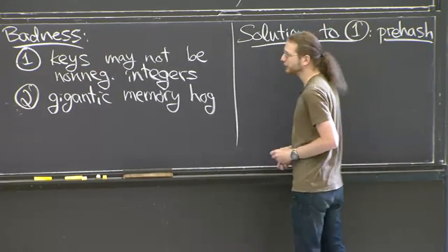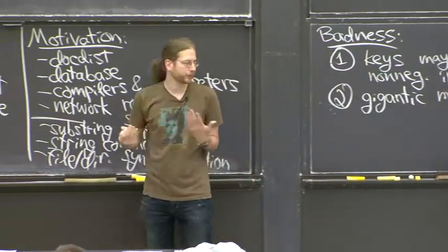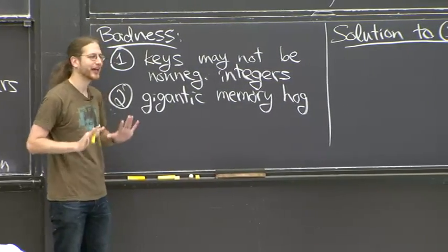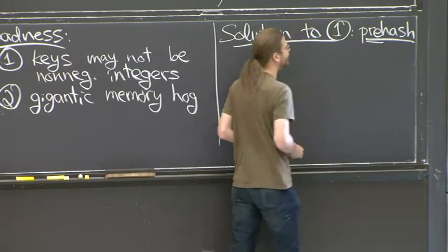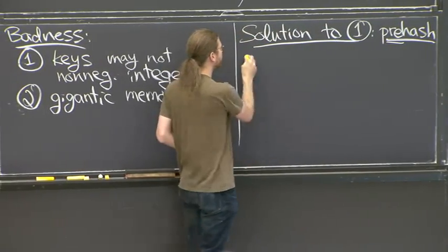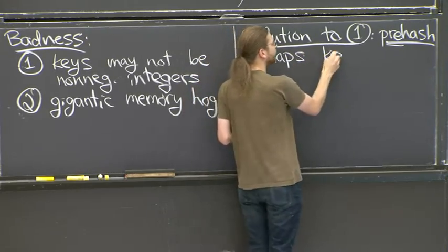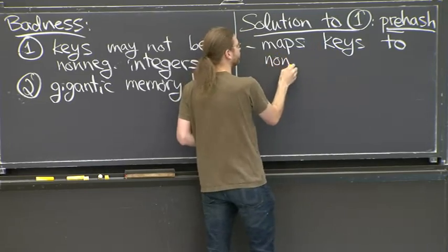And this is a notion called pre-hashing. I guess different people call it different things. Unfortunately, Python calls it hash. It's not hashing. It's pre-hashing. Emphasize pre here. So a pre-hash function maps whatever keys you have to non-negative integers.